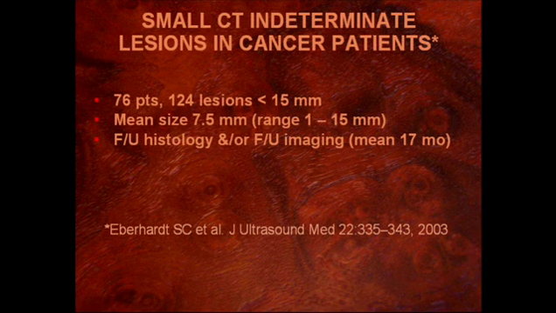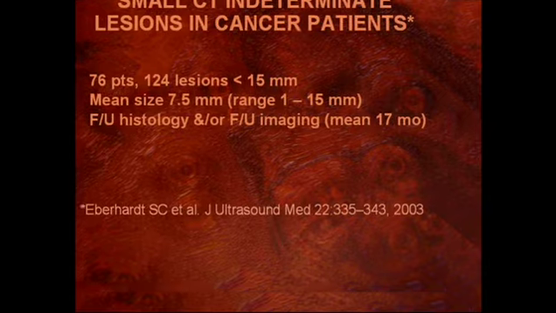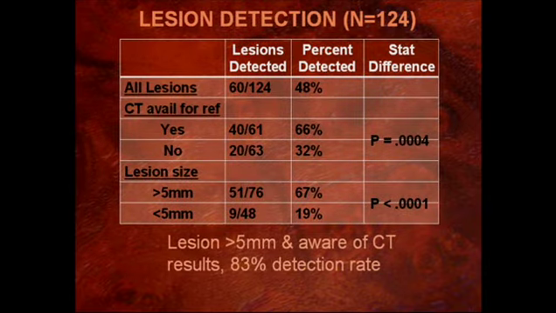They had either follow-up histology and/or follow-up imaging in all of these patients for a mean of 17 months. What they found was, if you looked at all of the lesions that were being evaluated, sonography could detect slightly less than half of them, 48%. If you subcategorized those into the lesions that had a CT readily available for reference, then the detection rate increased to 66%. But if the CT wasn't available to compare with the ultrasound, then the detection rate was only 32%. And this was a statistically significant difference.